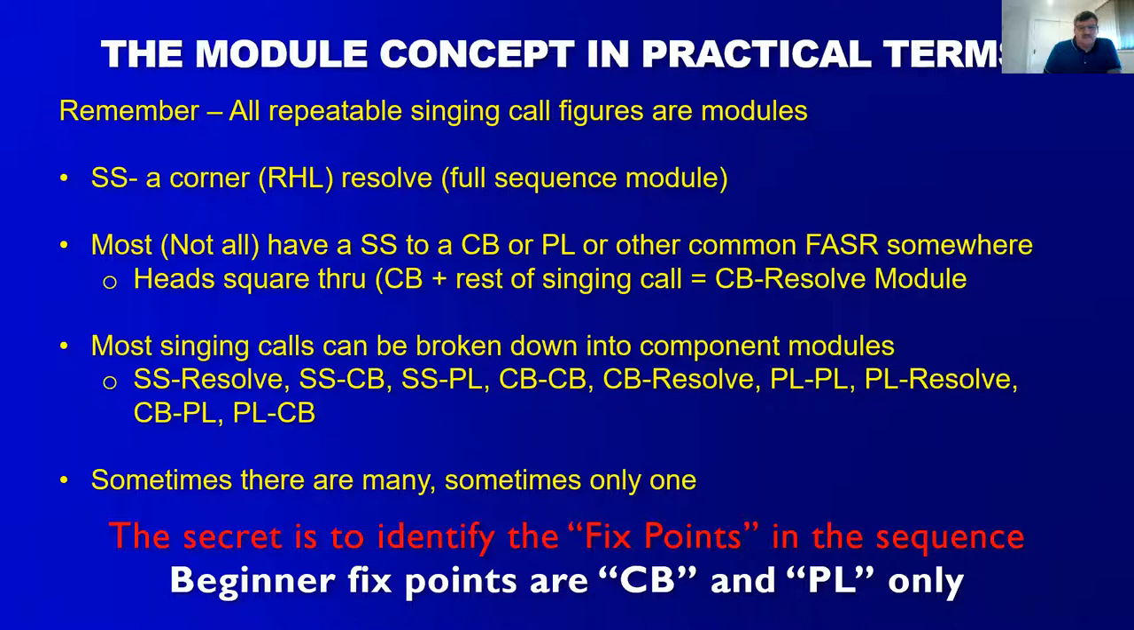And it is possible to have a singing call that has no fixed points. It's entirely possible to have that. So don't always look on some of those exercises you may be going through, looking desperately for that partner line or that corner box, and it doesn't exist. So it is possible that it doesn't exist. The idea of analyzing a singing call is to find the fixed points. What I call fixed points are the recognizable common formation states that you as the caller are comfortable with as a starter, corner box, and partner line. So as a beginner, limit it to those only, and you'll find you'll be a lot better off.